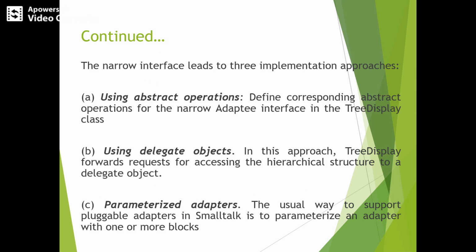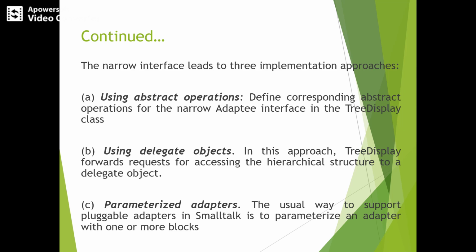The first one is using abstract operations. Here, the implementation issue is to define corresponding abstract operations for the narrow adaptee interface in the tree display class. So subclasses must implement the abstract operations that we need to consider here. Another point is to adapt a hierarchically structured object.